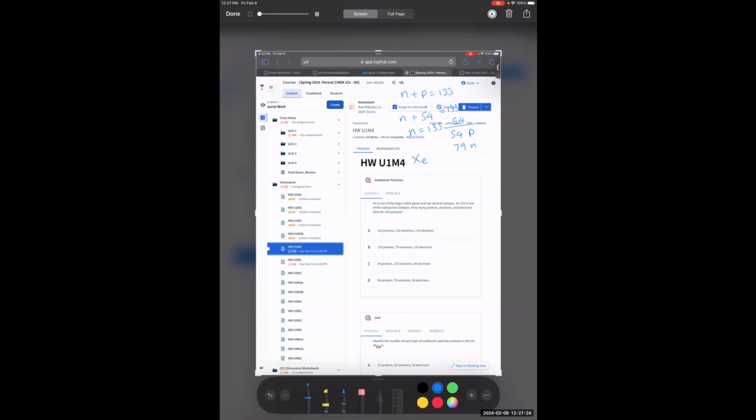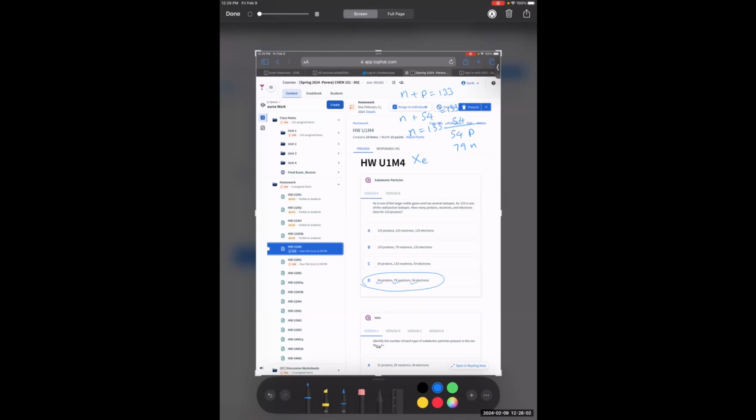Okay, and then we are talking about the neutral xenon atom. It's going to have the same number of electrons as the number of protons, because the charges are equal in magnitude and opposite in sign. Therefore we should have 54 electrons as well. So that answer seems to be option D: 54 protons, 79 neutrons, and 54 electrons. Therefore, the correct answer here is option D.